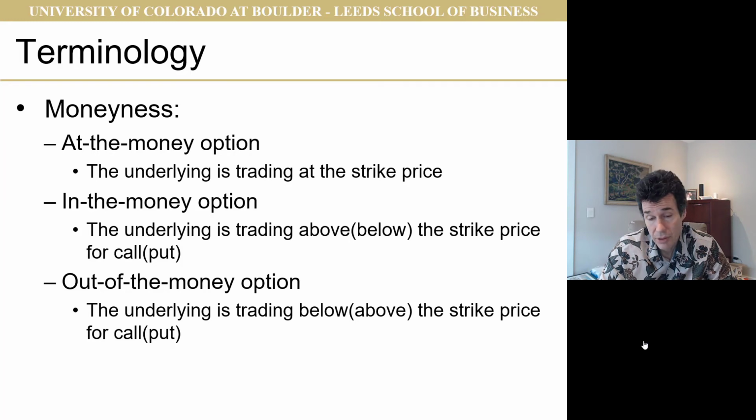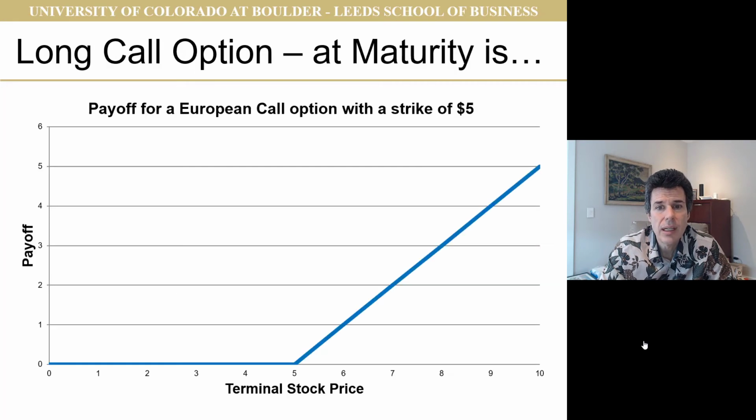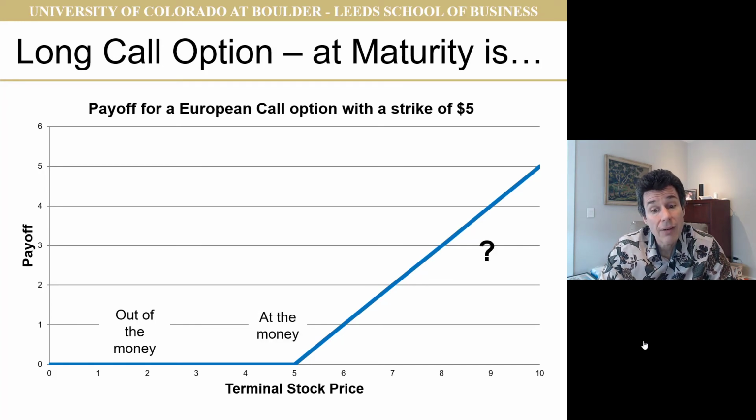Out of the money options, one does not exercise, right? So if we're at maturity, an in the money option is one that you exercise, and an out of the money option is one that you don't exercise. If we look at this long call option, down here at the very low end, where the asset's at a very low price relative to the strike, it's out of the money. When it's trading near the strike, it's at the money. And when it's trading far above the strike, it's in the money.